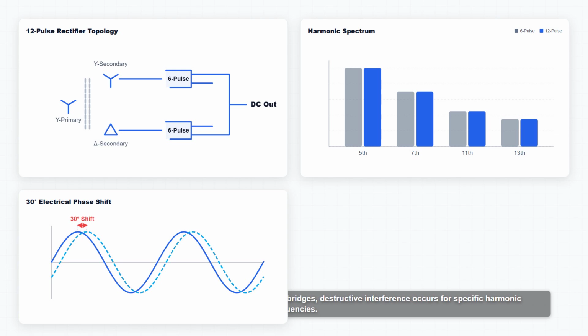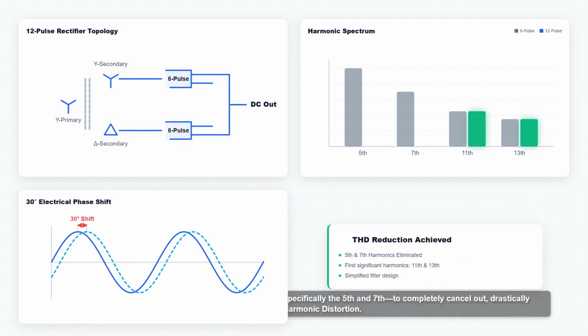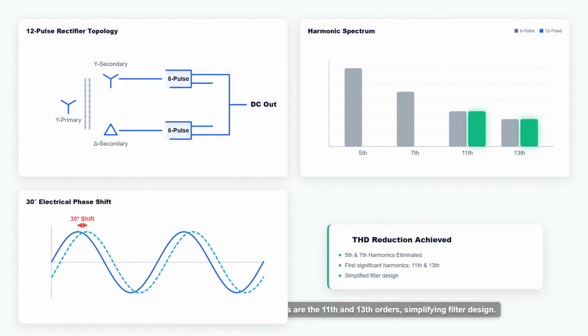When we combine the outputs of these two phase-shifted bridges, destructive interference occurs for specific harmonic frequencies. This causes the most problematic lower order harmonics, specifically the fifth and seventh, to completely cancel out, drastically reducing total harmonic distortion. As a result, the first significant remaining harmonics are the 11th and 13th orders, simplifying filter design.